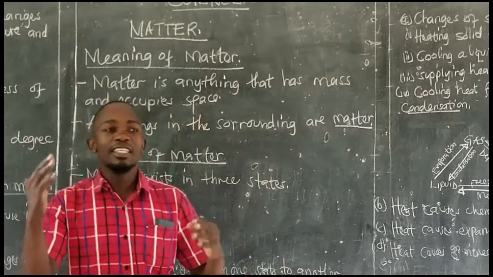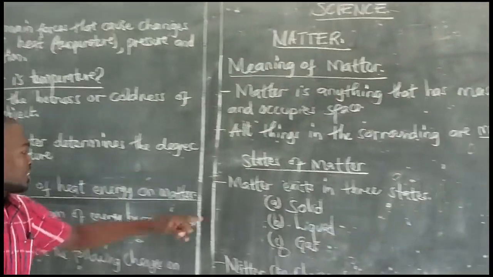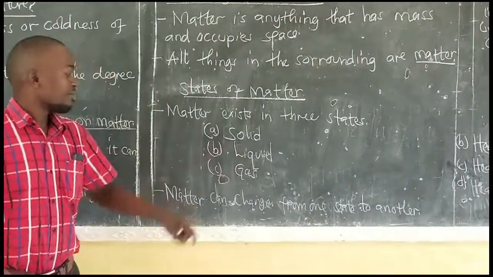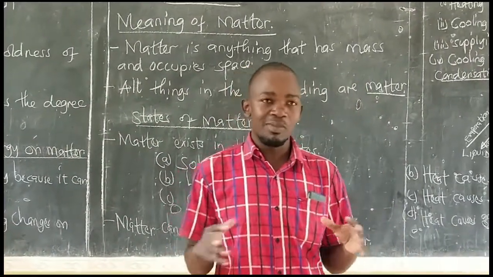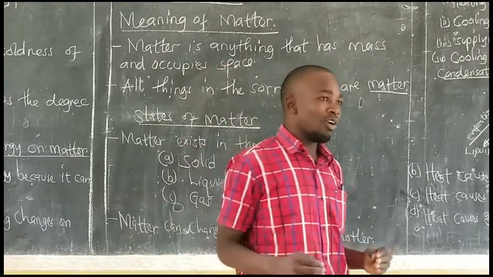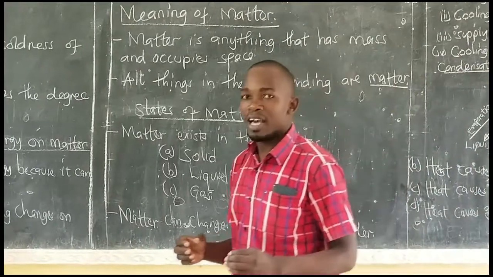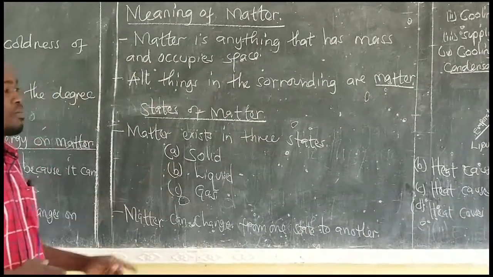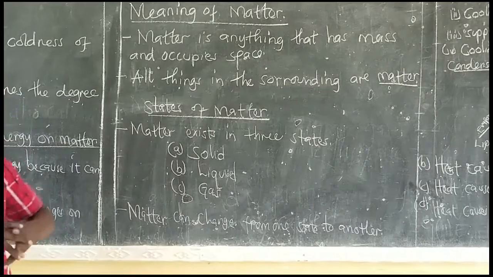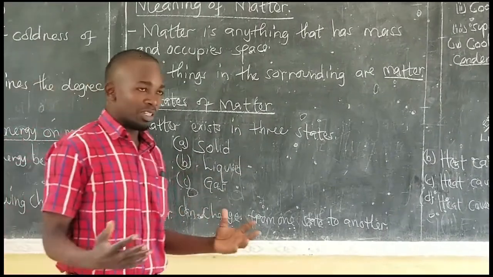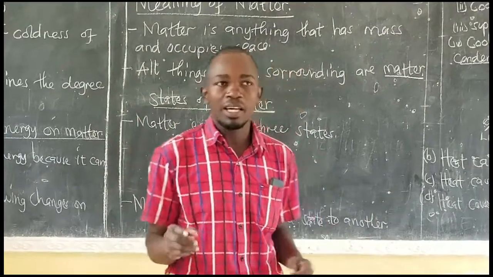Matter exists in three states, and that is solid, liquid, and gas. Those are the three states of matter. So when you are asked to mention or list the three states of matter, the answer should be solid, liquid, and gas. All things in our surrounding, all things in the environment, are referred to as matter.